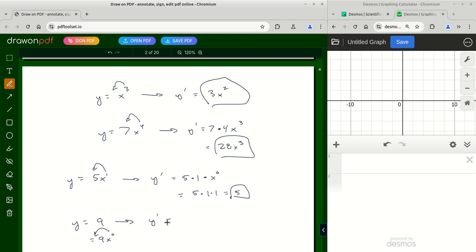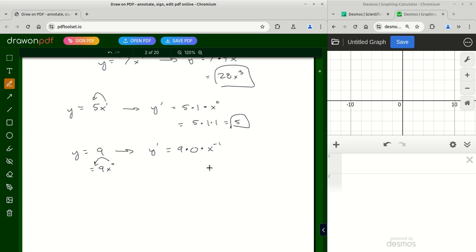You move the 0 to the front as a multiplier, and then you minus 1 from the power. It still works, because it doesn't matter what's going on there. You get 0 times anything is 0. So a constant will go to a 0. Okay, now we're going to mush all this stuff together.